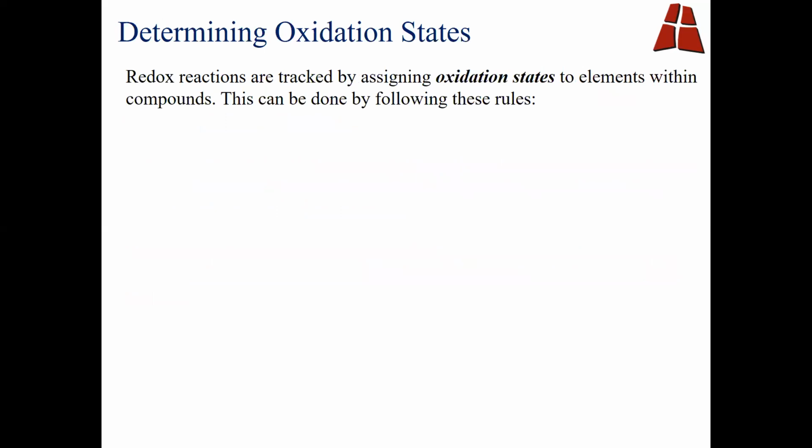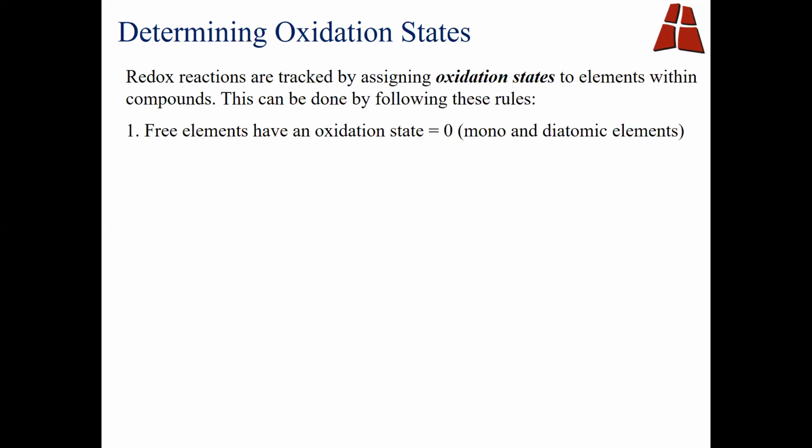Oftentimes we track a redox reaction by assigning oxidation states to the elements within these compounds. We can do this following certain rules. Just fair warning, I'm going to go through these pretty quick, but these are things you will need to know in order to be successful in this chapter. So if that means memorizing these, then I would memorize them. In an ideal world, though, you would be able to understand the process here and thus not need to memorize.